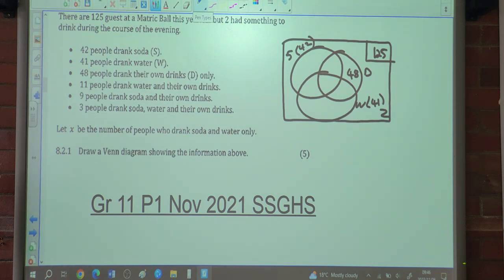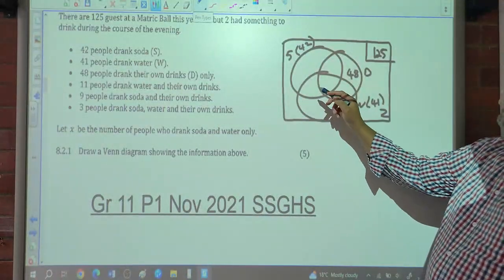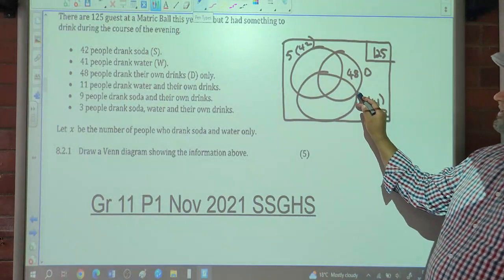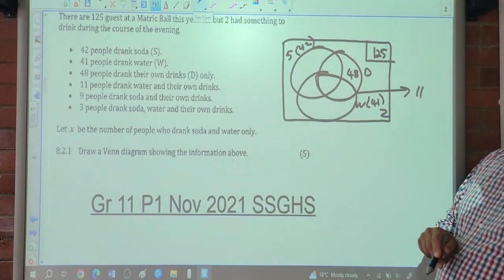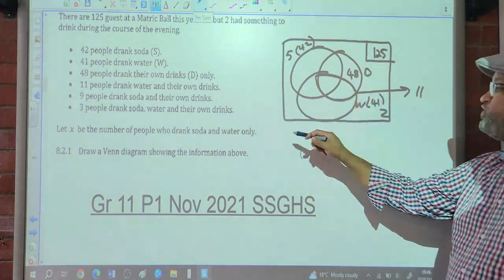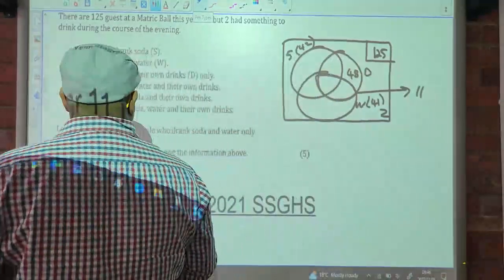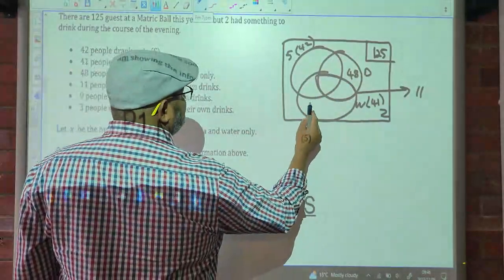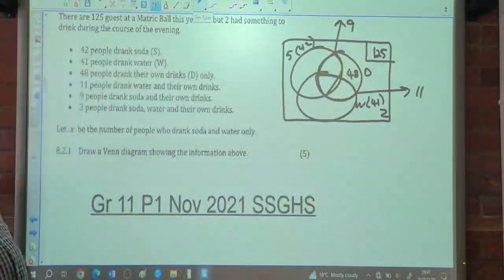Okay, 11 people drank water and their own drink, which means to say water and their own drink. So 11 would be here. Can you see that, people? If it had said 11 people drank water and their own drinks only, then the 11 would come. Okay. 9 people drank soda and their own drink. So 9 will go across here. You see that? 3 people drank water, soda, and their own drink.